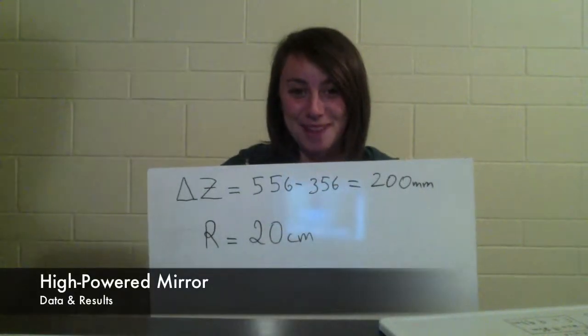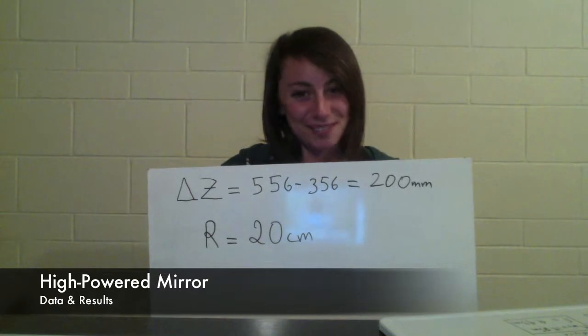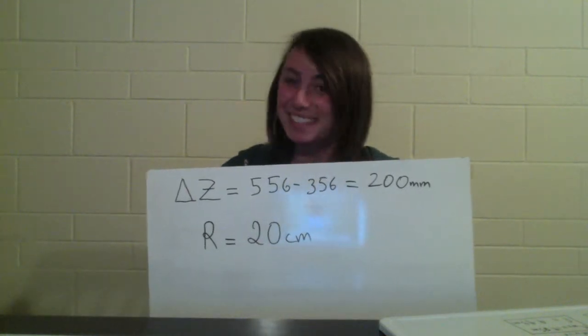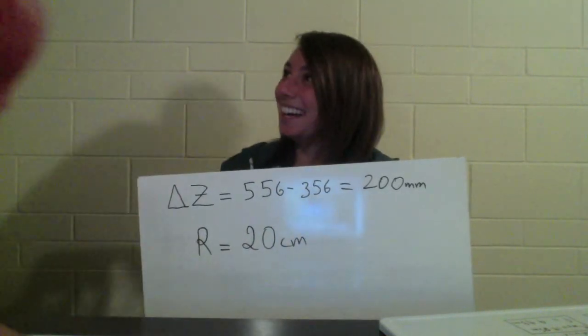These are our results from the high-powered mirror. Delta Z equals 200 millimeters, and so therefore R equals 20 centimeters. That's fine.